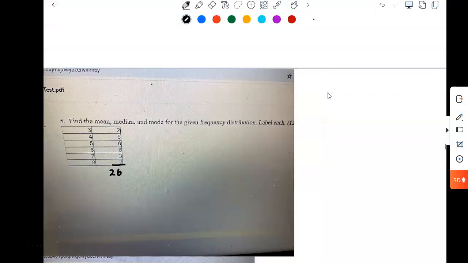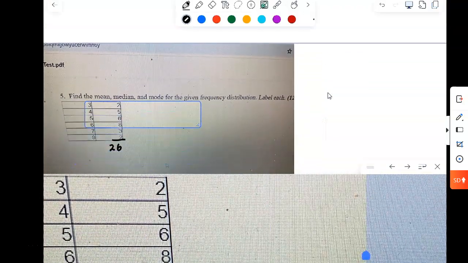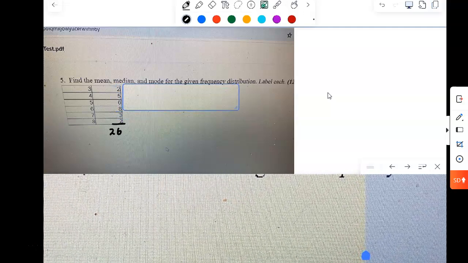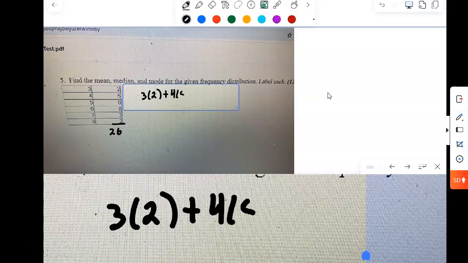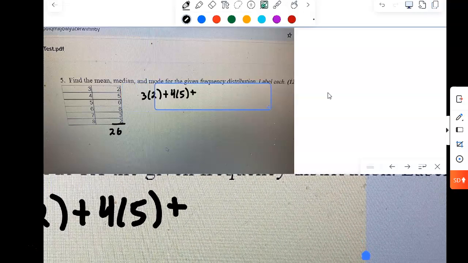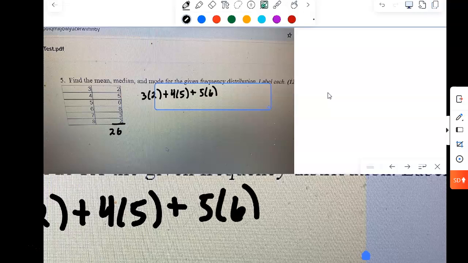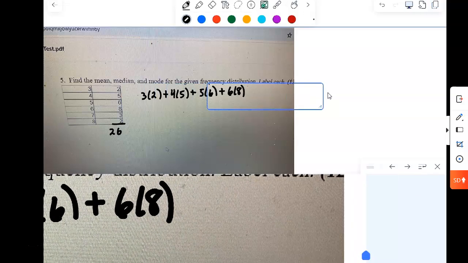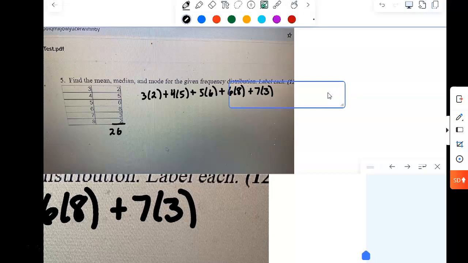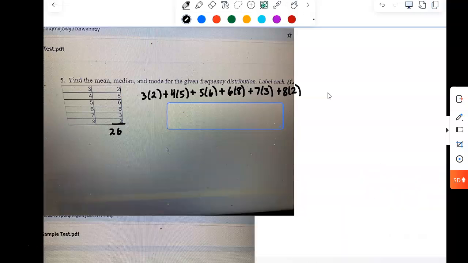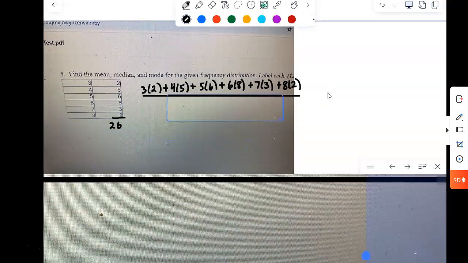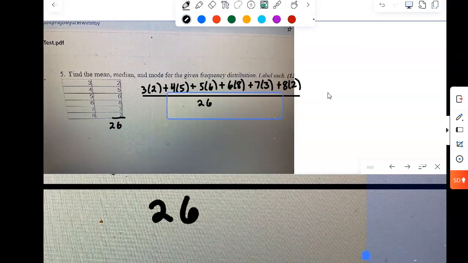Okay, so we're going to take each data value times its frequency, add them up, and then divide by the 26. So that would be 3 times 2 plus 4 times 5 plus 5 times 6 plus 6 times 8 plus 7 times 3 plus 8 times 2. We're going to multiply all those data values, add them up, and then divide by our total number of things, which is 26.